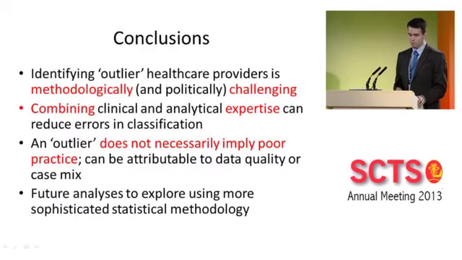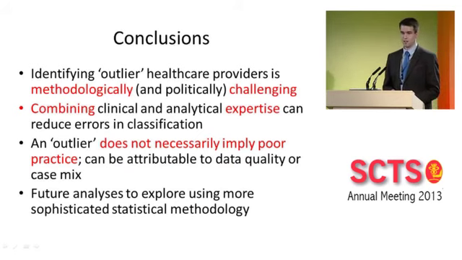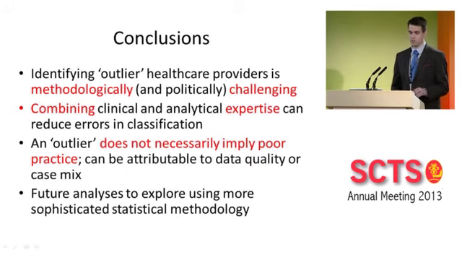So in conclusion, what I would say is that identifying healthcare providers as outliers is methodologically very challenging. It's also politically very challenging, as you would have heard before. As I'm a statistician, not a cardiac surgeon, it was necessary that I work with clinicians to understand the subtleties of this data so that I could correctly work with it.